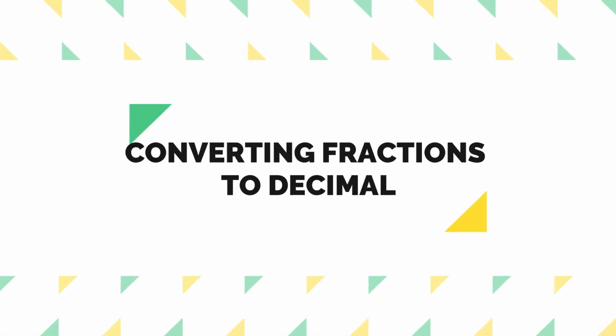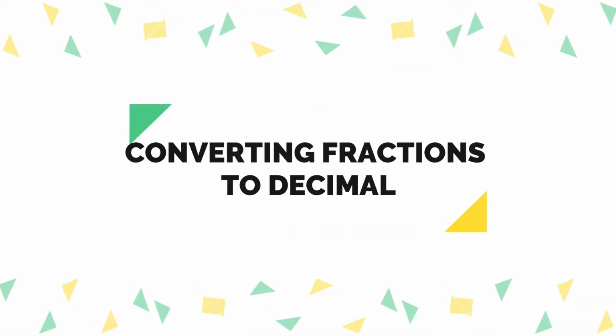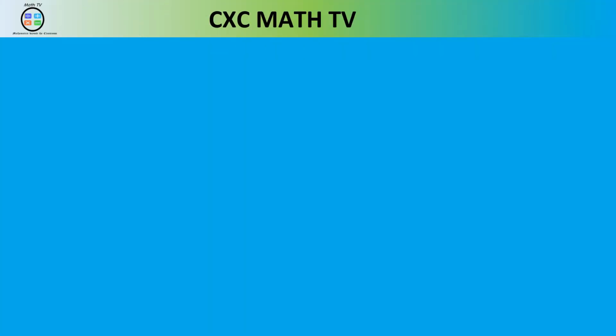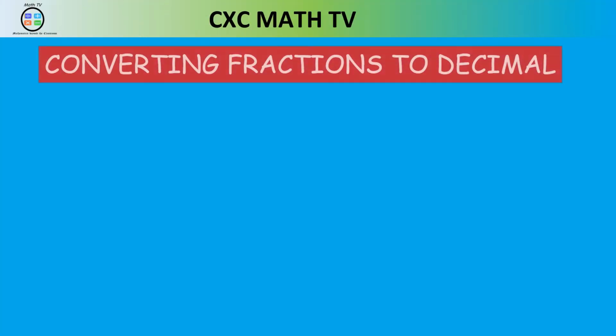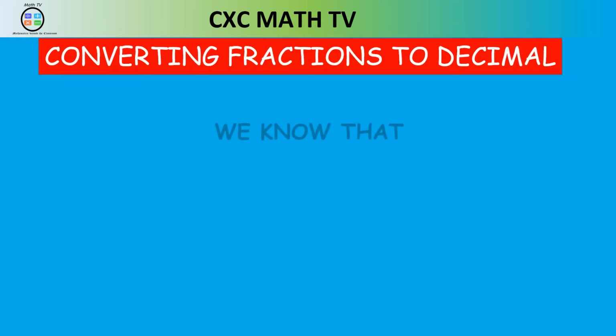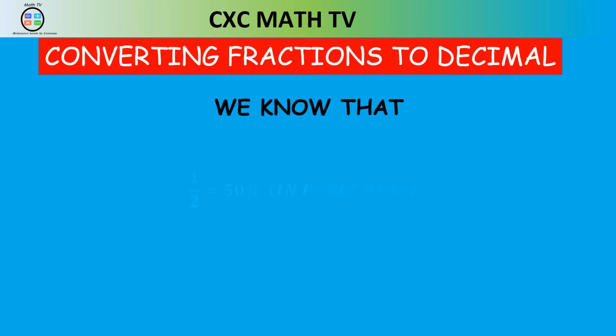Today in this video we're going to be looking at how to convert fractions to decimal. So we know that a half is 50%. We all know that half of something must be 50%. And we all know that a half is 0.5 as a decimal. But how did we arrive at 0.5? That's the real question. How do we convert fractions to decimal?